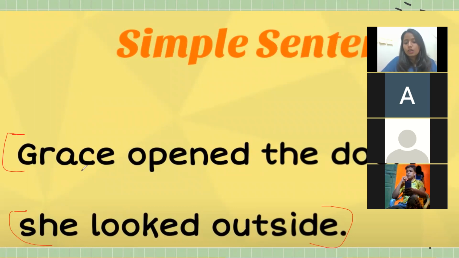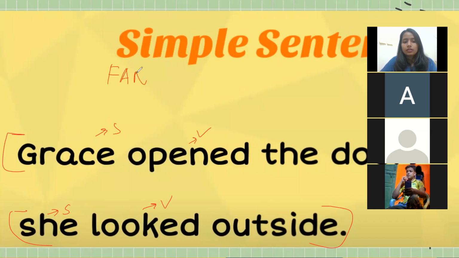What about this? She looked outside. Is that a simple sentence? Yes, it is a simple sentence. Both of these are independent clauses. Here this is the subject and this is the verb. How can I make this into a compound sentence, guys?